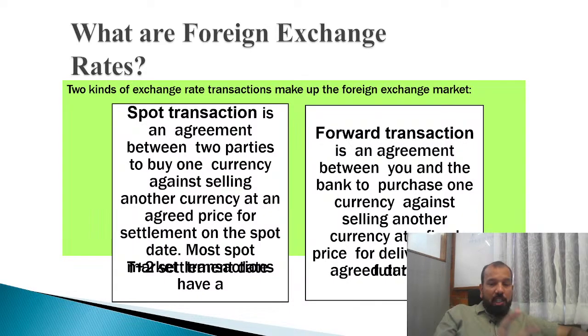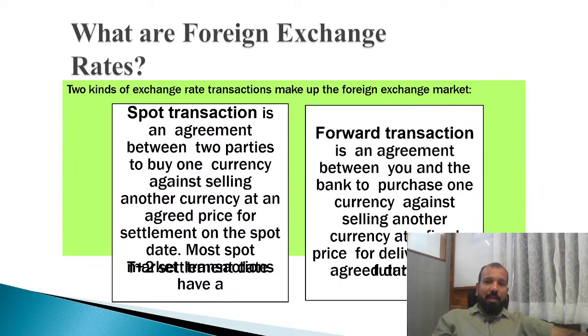So what is the foreign exchange rate? We have two kinds: spot transactions and forward transactions. In spot transactions, we buy and sell against payment. Suppose you want to buy this pen which costs $1, and $1 is 50 rupees. I'll give the pen to you and you have to pay 50 rupees to me. A spot transaction is an agreement between two parties to buy one currency against selling another currency at an agreed price for settlement on the spot date. This is like a normal market, called the spot market.